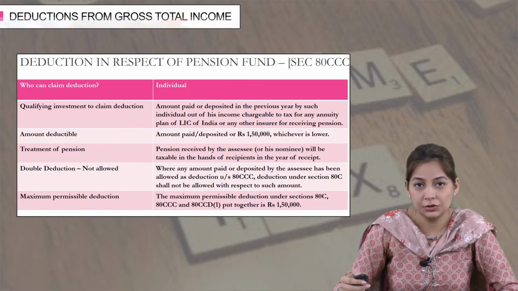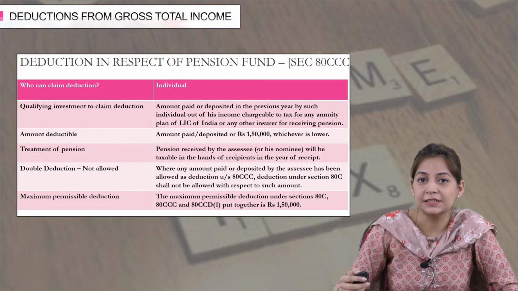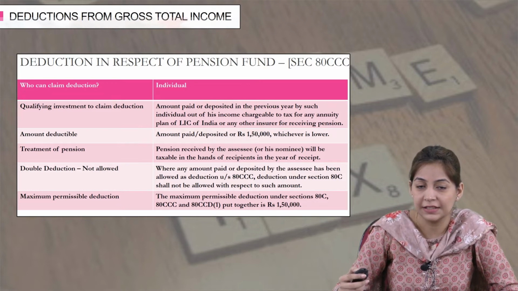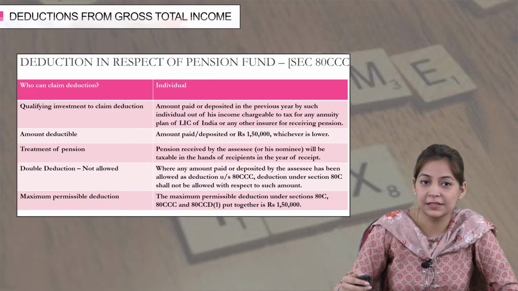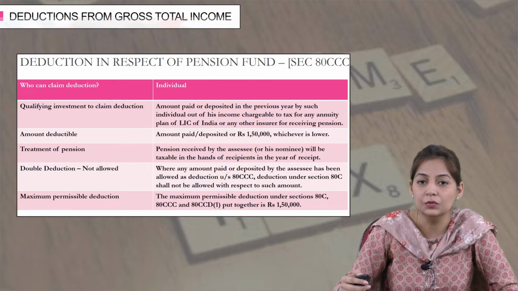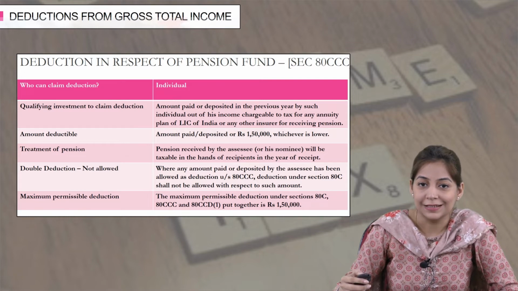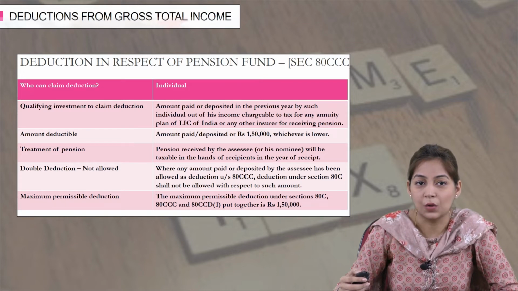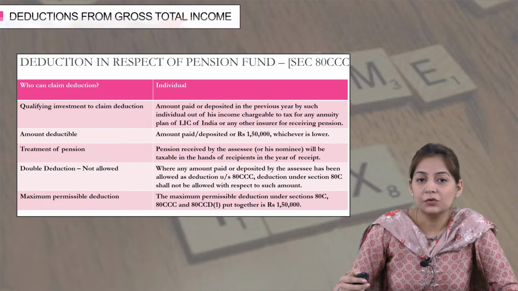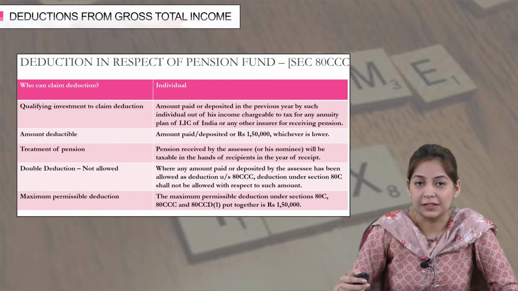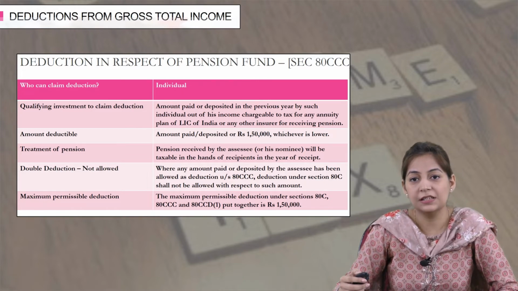So, contribution to NPS can be studied by dividing this section 80CCD into 2 parts, 80CCD1 and 80CCD2. So, first I will be discussing 80CCD1, then I will be discussing this section 80CCD2, and later on I will be covering the part 80CCD1P. Let us just understand 80CCD1. See, contribution to NPS can be made by 2 parties, the employer as well as the employee.